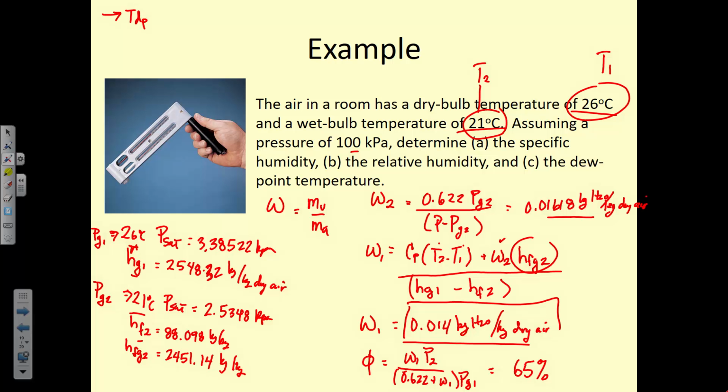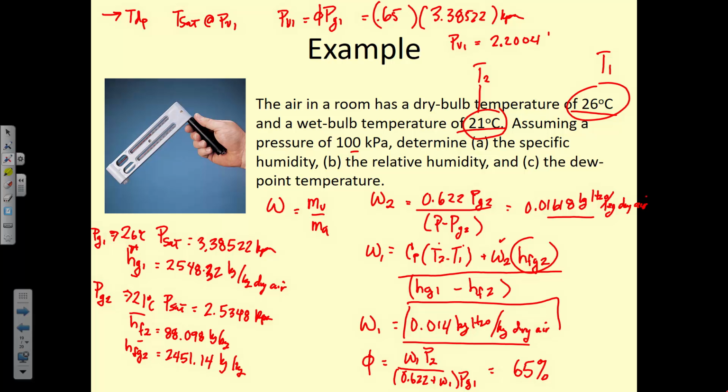Then to calculate the dew point temperature, we need to find the saturation temperature at P sub V1. So P sub V1 is equal to P sub G1 multiplied by the relative humidity. So that's 65% multiplied by 3.38522 kilopascals. So we find that P sub V1 is equal to 2.2004 kilopascals. And then when we look up our saturation temperature at that point, it's 18.93 degrees Celsius. So that's our dew point temperature. And unless you're at 100% humidity, your dew point temperature will always be less than your room temperature, and usually less than your wet bulb temperature as well.